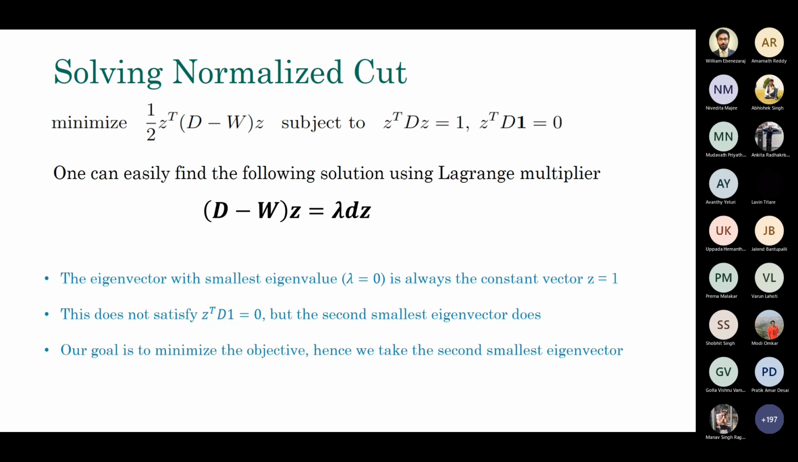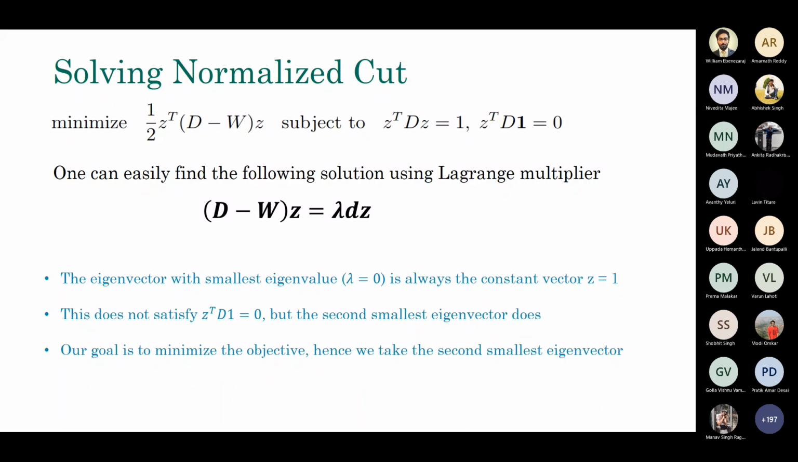So it's the Lagrangian multiplier. You introduce this, then you simply take the derivative and so on, and finally you get (D minus W)z equals lambda Dz. This comes from a little bit of Lagrangian multiplier and then derivative. Now, the eigenvector with the smallest eigenvalue, which is lambda equals 0, is always the constant vector z equals 1 in this case.